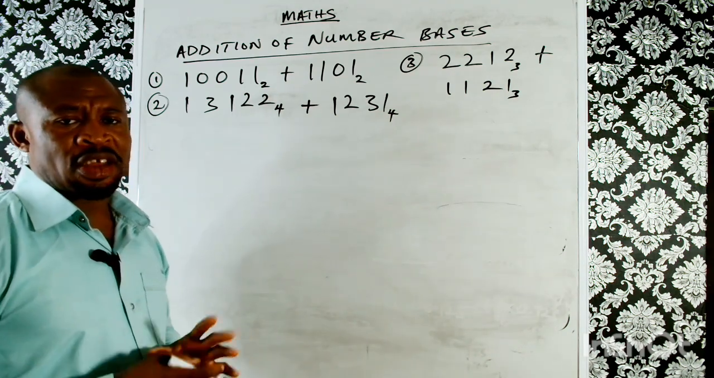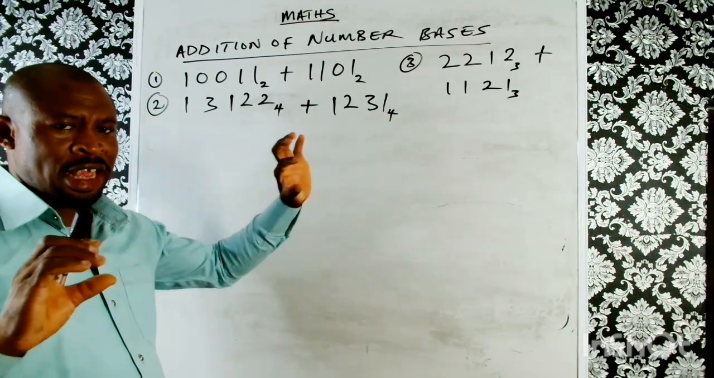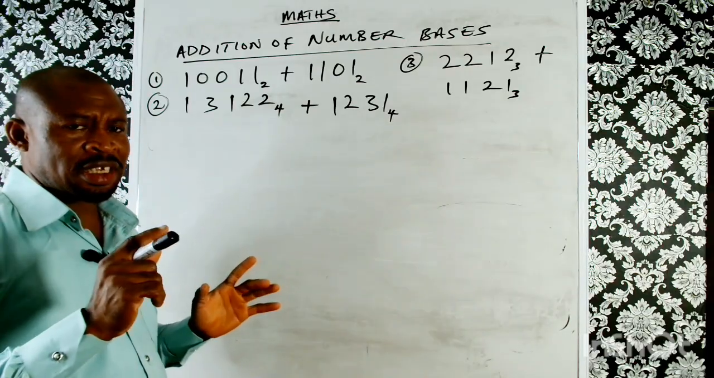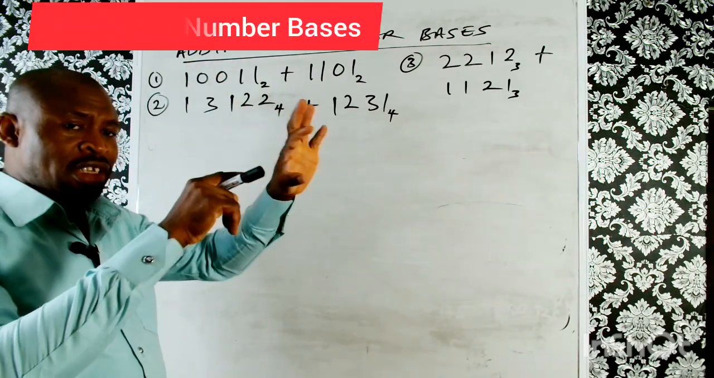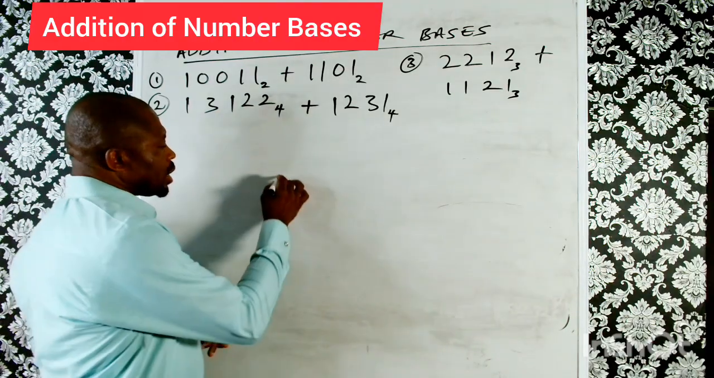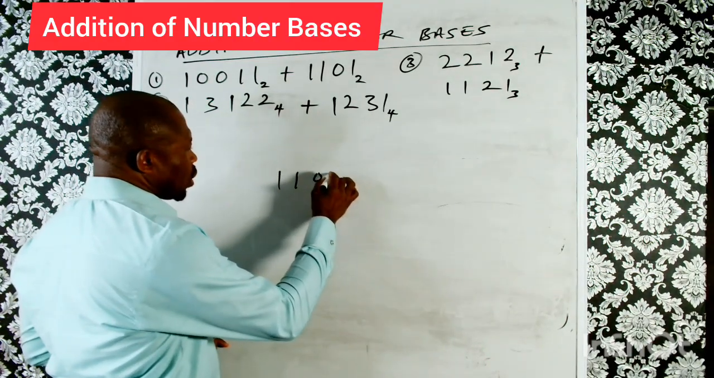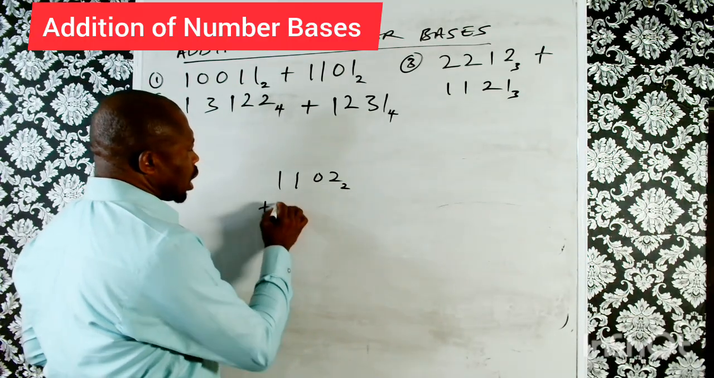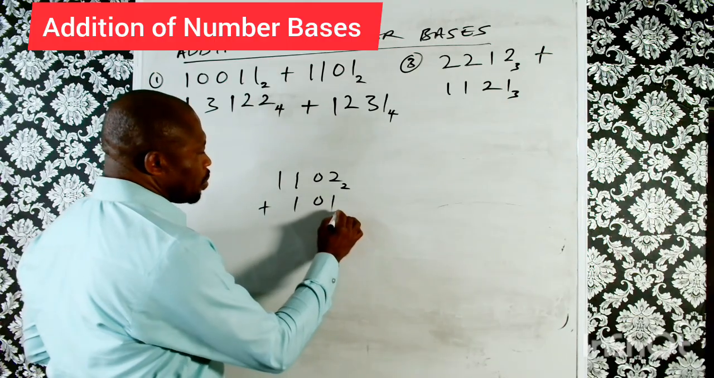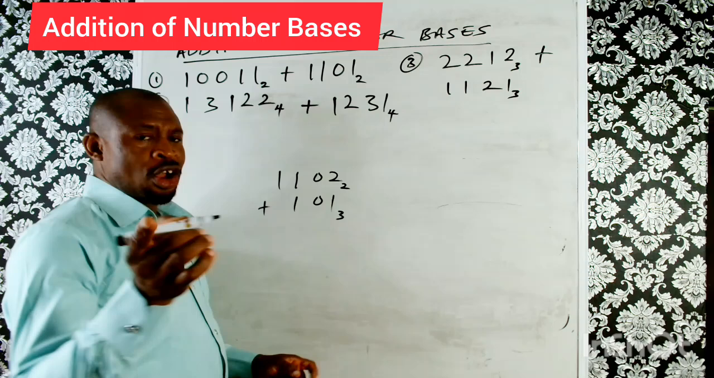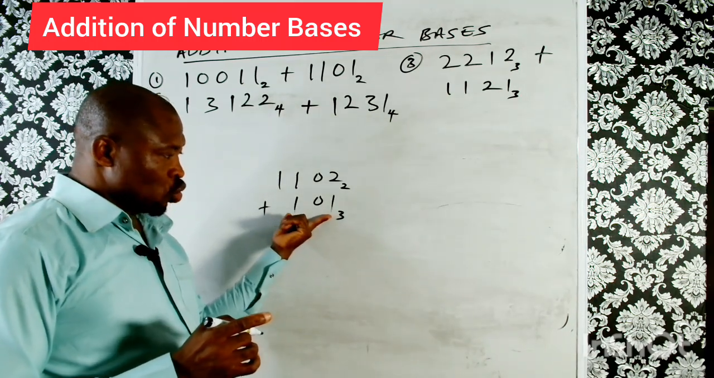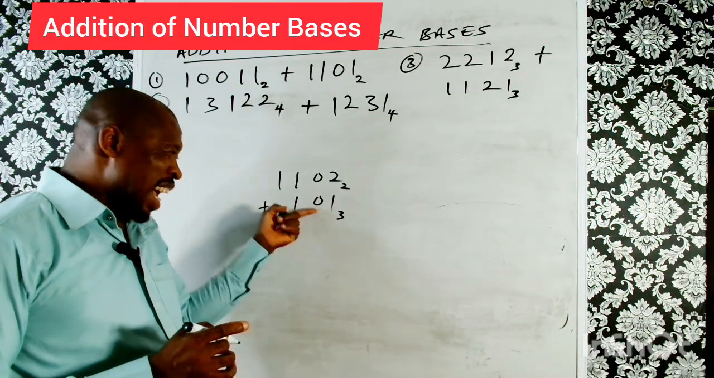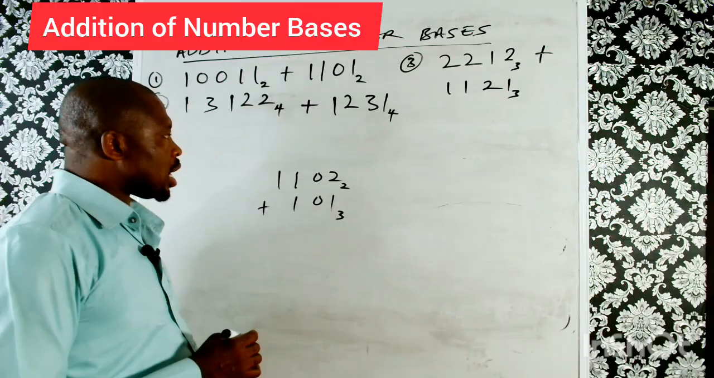How do we add? And of course, for you to add, they need to be in the same base. Or if they are in different bases, you can move to base 10. Assuming you want to add, let's say, 11302 base 2 plus 101 base 3, all you need to do is convert this one to base 10, because they are in different bases, and then from base 10, you can take it to base 2.